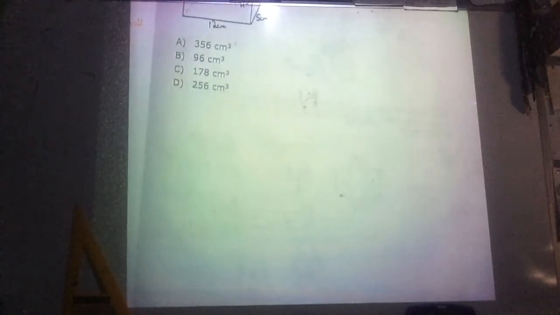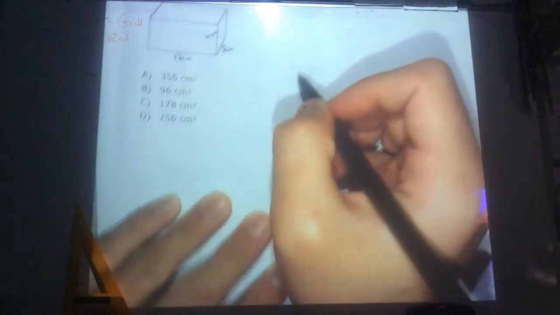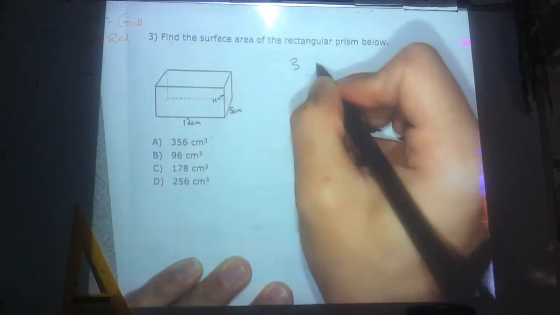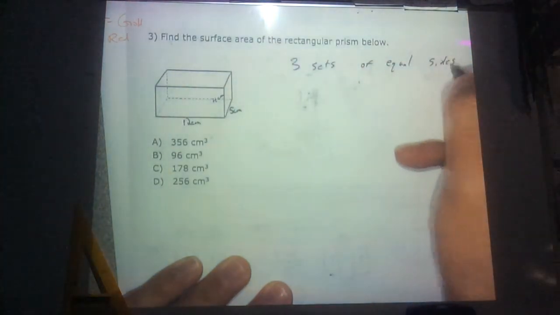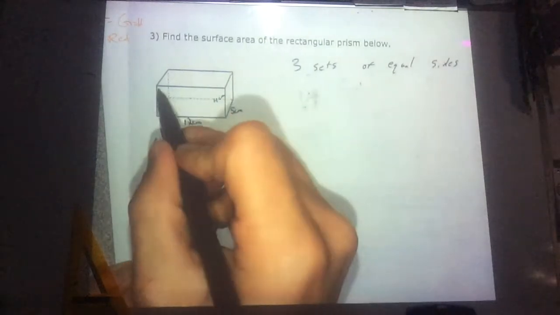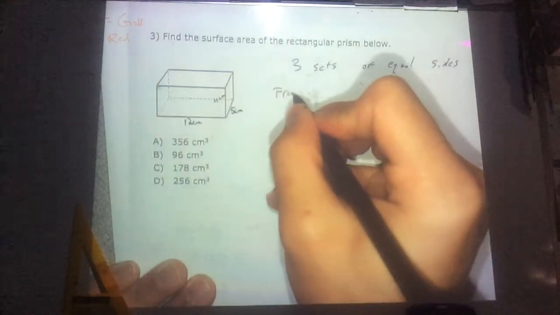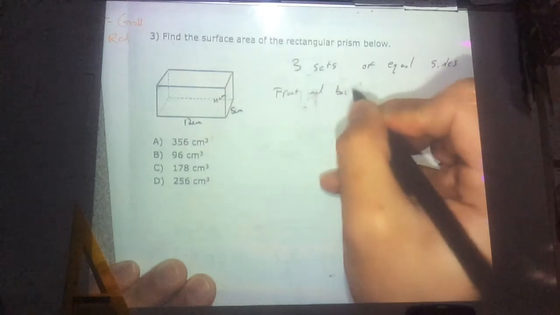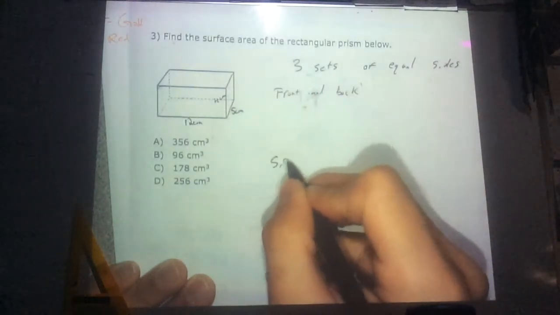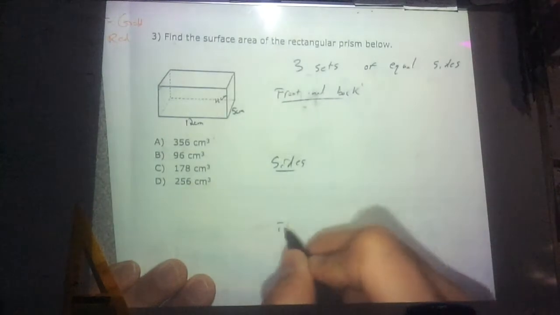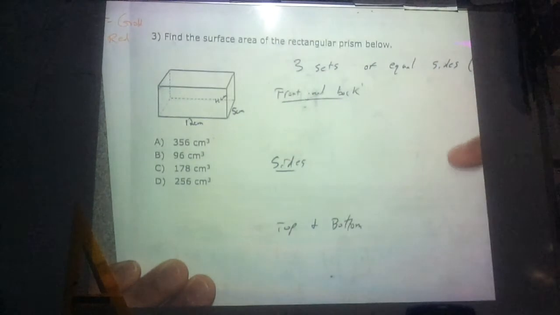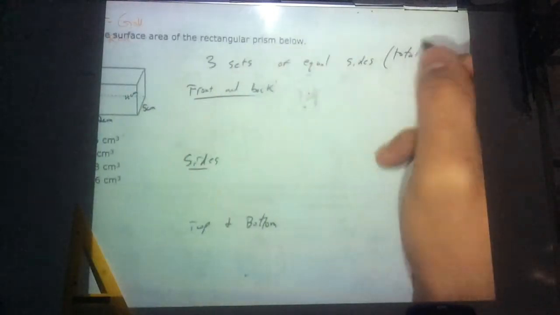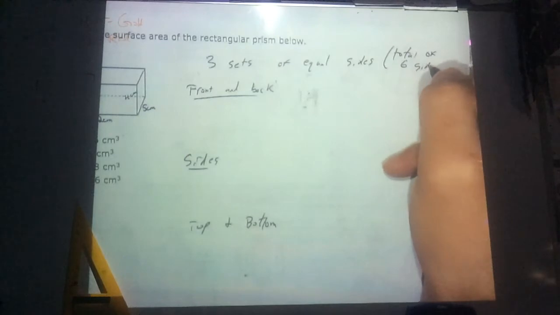Find the surface area of the rectangular prism below. Okay, well, in a rectangular prism, there are 3 sets of equal sides. So let's do the front and back. It doesn't matter which one you do first. Front and back. We'll do the sides. And then we'll do the top and bottom. There's 3 sets of equal sides. There's a total of 6 sides.